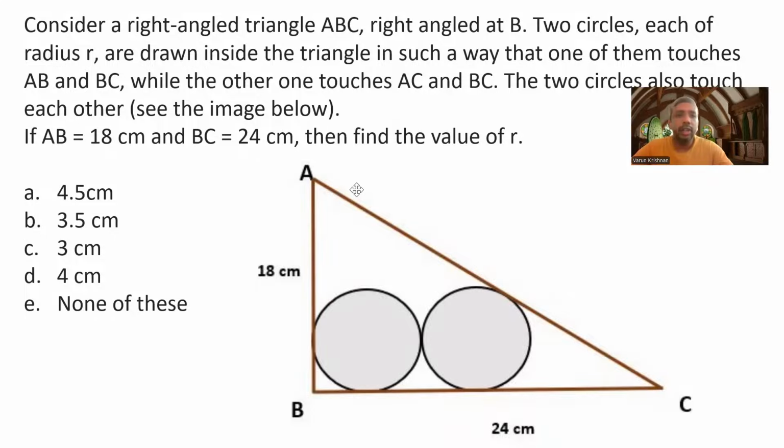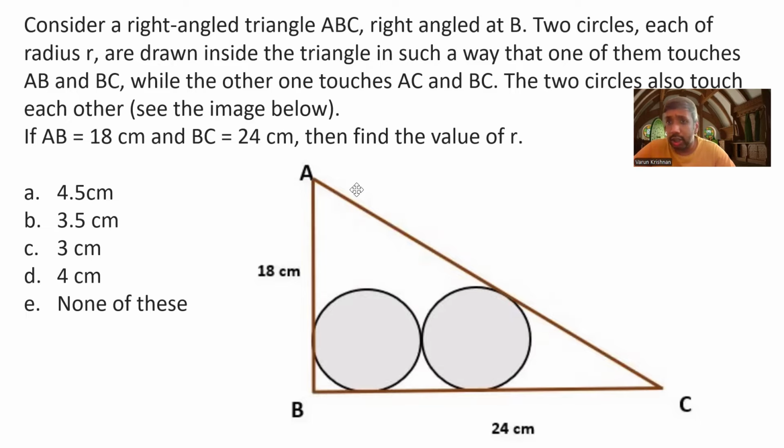First, the question is telling us that we have a right angle triangle ABC, which is right angled at B. As I can see in the figure, there are two circles which are drawn with radius r. So both the circles' radius are equal. And they are drawn inside the triangle in such a way that one of them touches AB and BC. So AB and BC are tangents to the first circle. And AC and BC, the hypotenuse and the base, are the tangents to the second circle. The two circles are also touching each other.